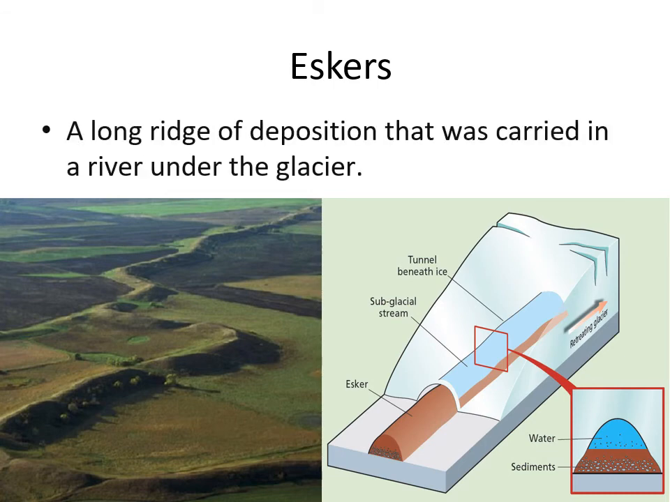An esker is a long ridge of deposition that was carried under a glacier by a meltwater river. So basically, as the glacier was moving, friction creates heat, melts the ice, creates water. That water collects together to form a river that flows underneath the glacier. Rivers carry material. When the glacier is gone, there's nothing to move that material. It builds up into a ridge known as an esker. And you find those in areas where glaciers would have moved through.